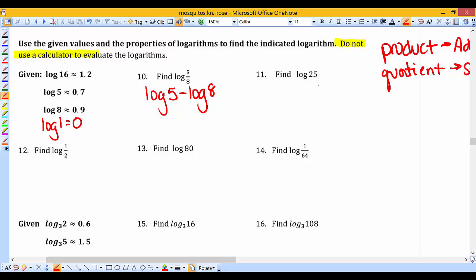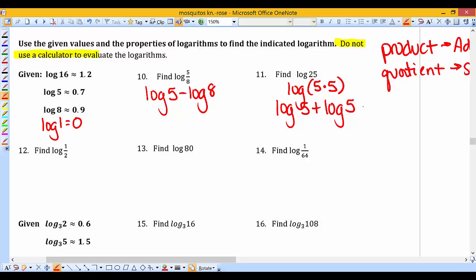In 11, I don't see a fraction, but I can rewrite 25. This is 5 times 5. Oh, look, it's now a product. So I can rewrite this as addition. So this is the log of 5 plus the log of 5. Now you guys can plug in.